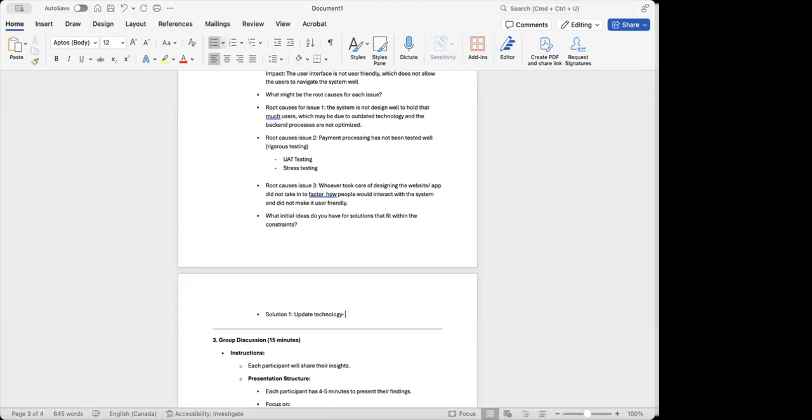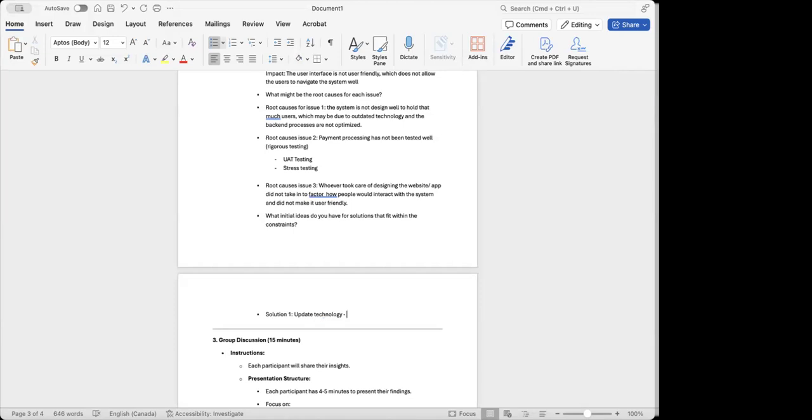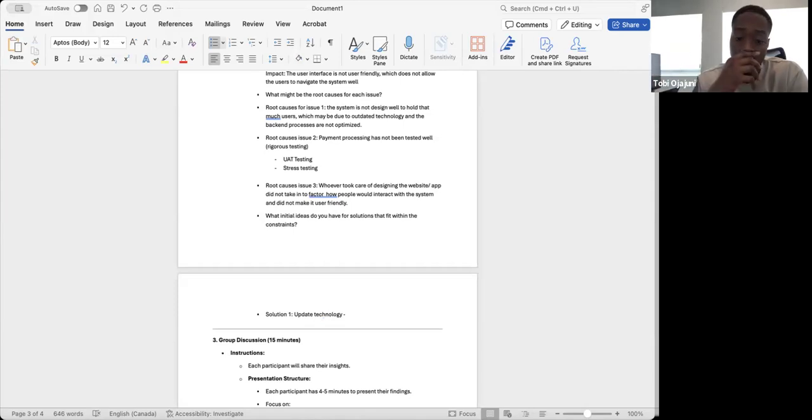Yes, I understood. Budgeting is the main factor that the stakeholder has to consider, because for updating the technology, that is the only option. Yeah, and there you go. That's the only option.